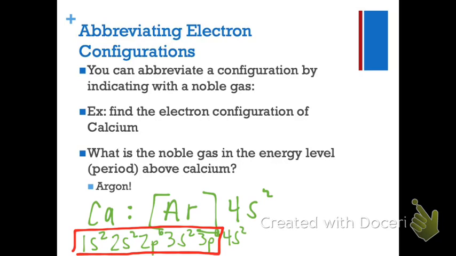Here's a couple caveats with this. You can't abbreviate a noble gas with itself. So let's say I had asked for the abbreviated configuration for krypton. You can't just say krypton in brackets and call it good. You can't abbreviate something with itself. So you would have to go argon, and then 4s2, 3d10, 4p6. Okay?